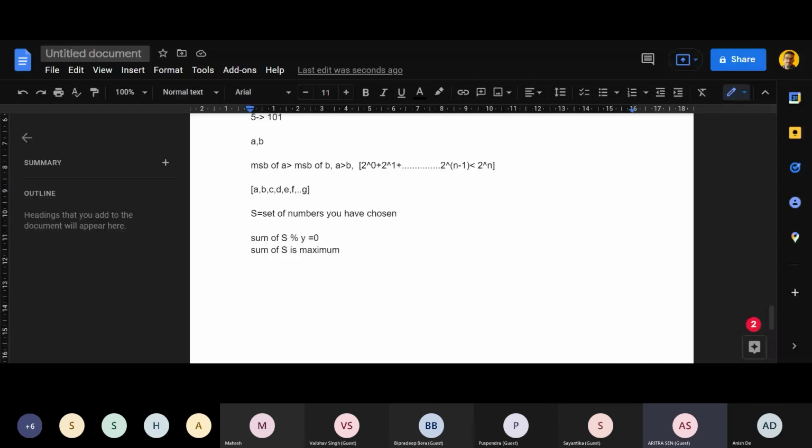We will check all the numbers which are divisible by y and just add. Will that give a correct answer always? Let's say the array is 1 2 3, and y is 3. The numbers divisible by 3: only 3. So you will only print 3. But the answer is 1, 2, 3, because the sum of these three is 6, and 6 is divisible by 3. So your algorithm will give a wrong answer. Right?